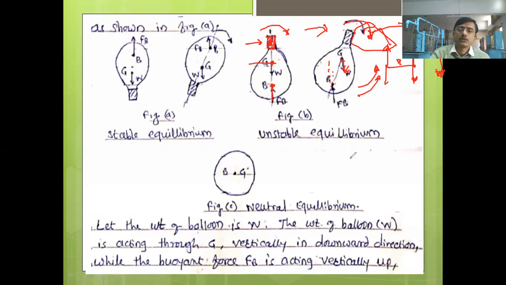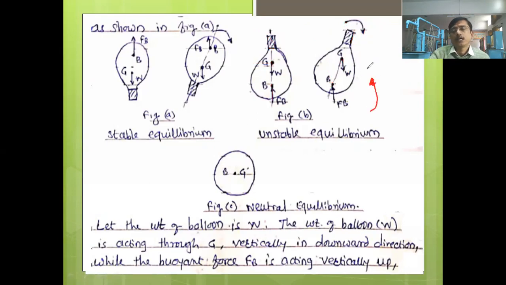So there is no moment which is going to restore the original position of this balloon, and due to this the balloon will not regain its original position, and this condition is called the unstable equilibrium. Now from these two particular conditions we can conclude that if B is above G, G is below and B is above, if B is above G, then we can say that this condition is stable equilibrium.